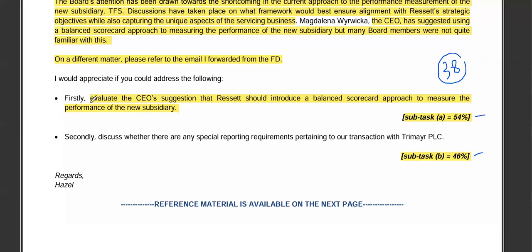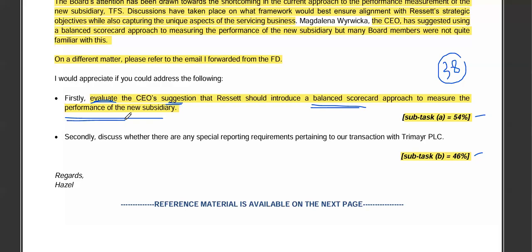Now, when it is an evaluation, it is not necessary that you speak about the pros and cons, but if you recognize that there are some limitations or disadvantages or drawbacks within the evaluation, you must definitely raise those, because it is only a suggestion that we should use a balanced scorecard approach to measure the performance of the new subsidiary.